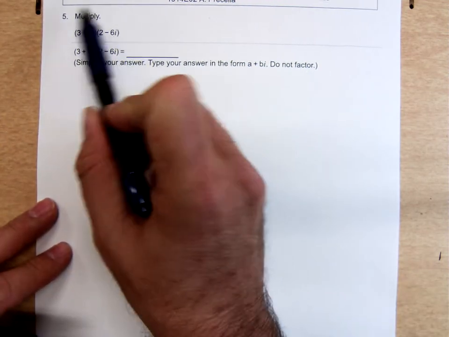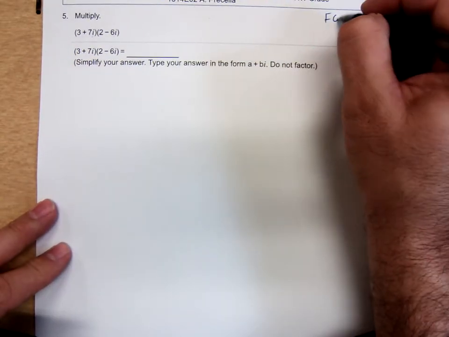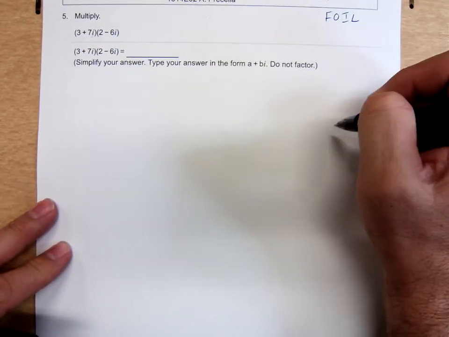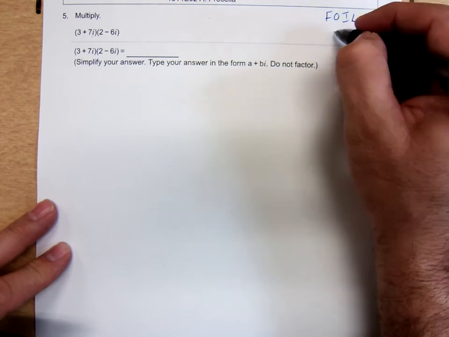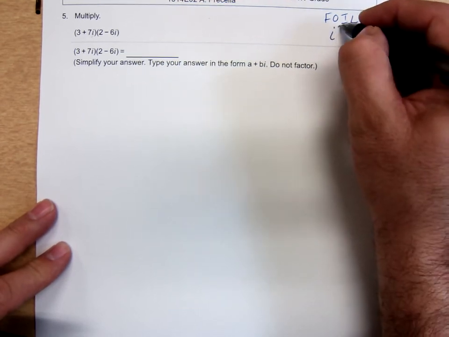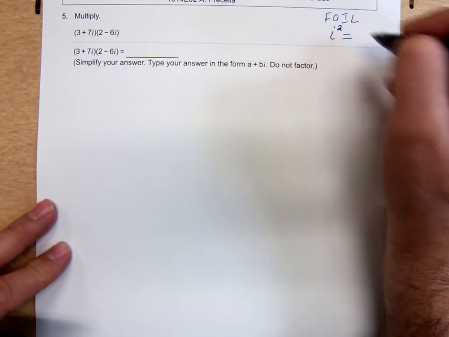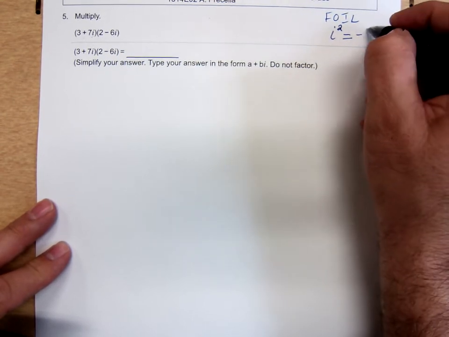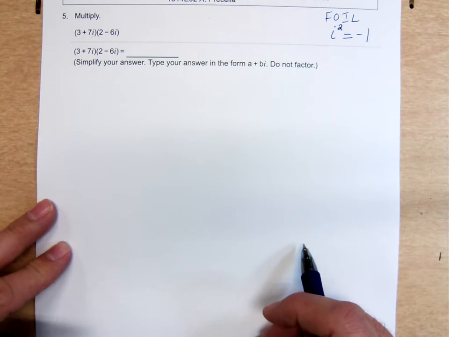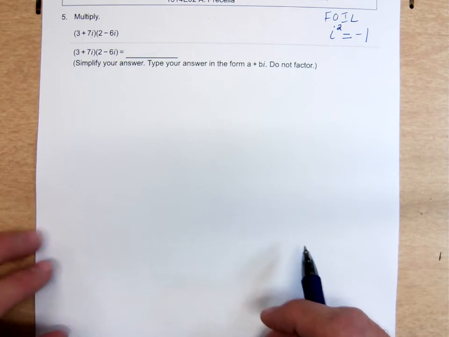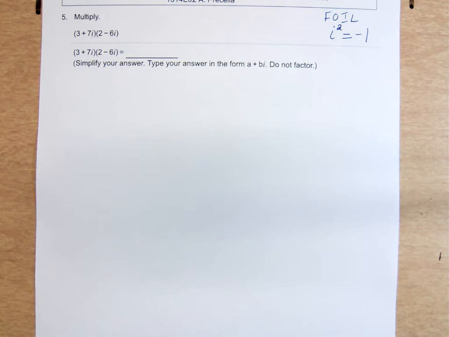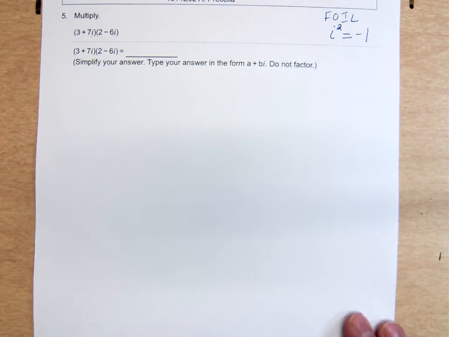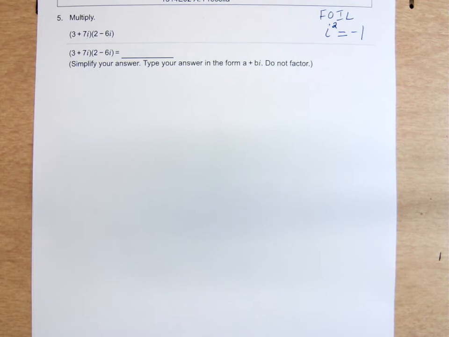So what we're going to do here is FOIL it out, but then after you FOIL it, there's a little rule about i squared. It's been a while since you've seen that rule probably. i squared is -1. So FOIL it out, then replace the i squared with -1. All that's going to do is change the sign of the term that has the i squared.